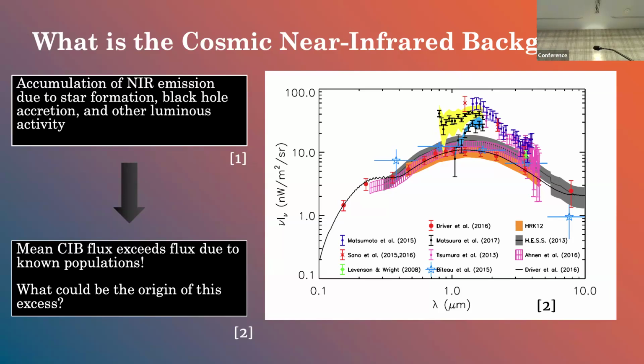So what we see here is that we need some way to study this excess and what redshifts it originates from, what its properties are. I'll talk about what we use to study the CIB later on.